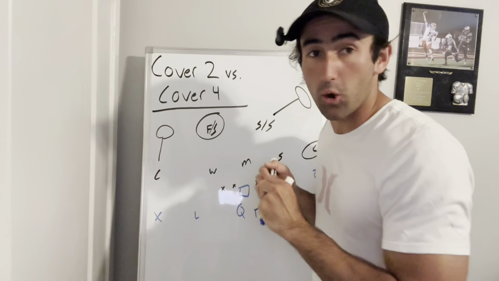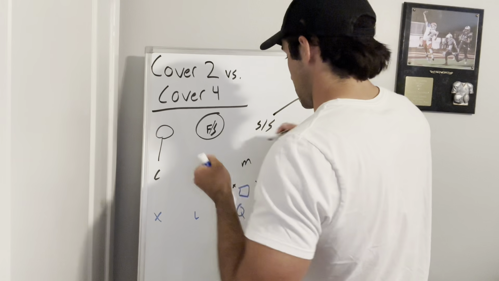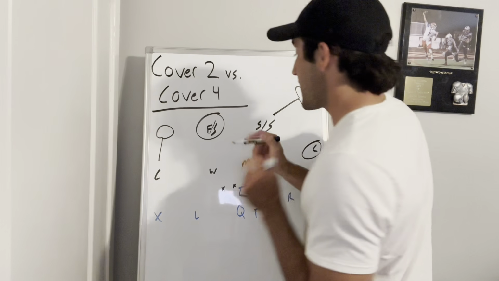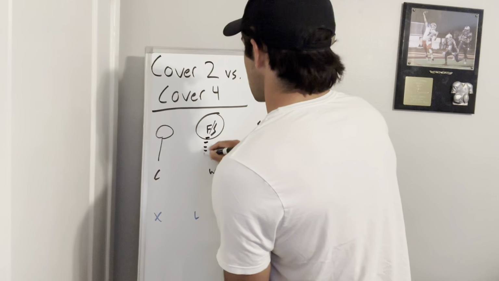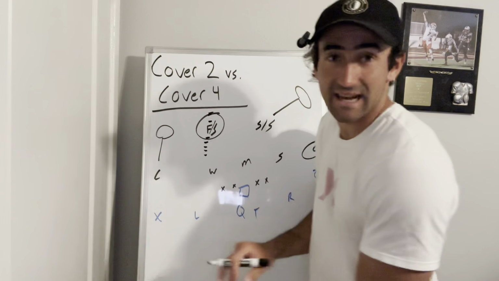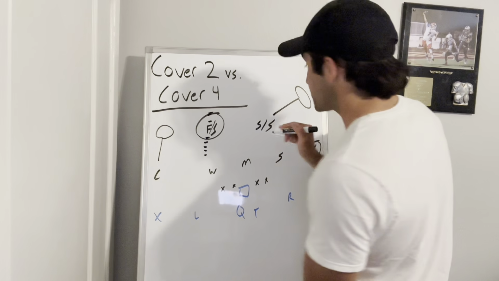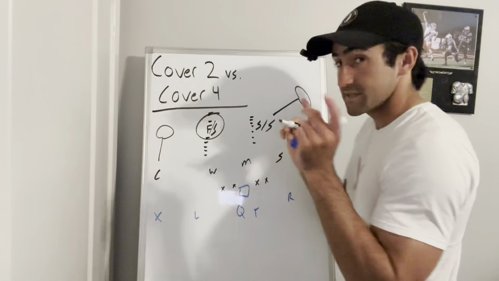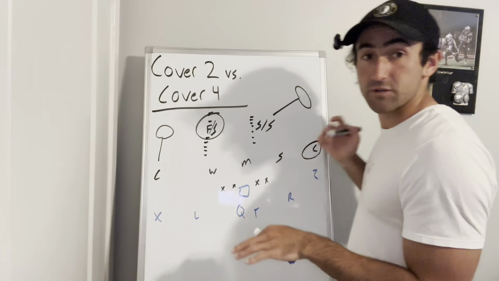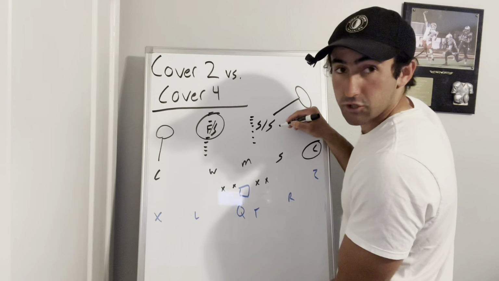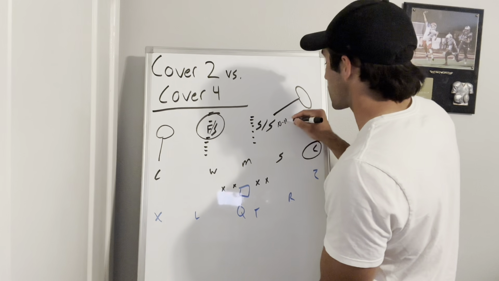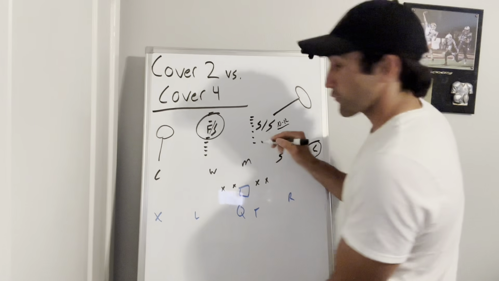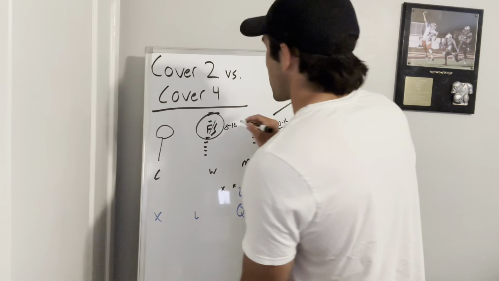So how wide are they? A cover 4 safety, you guys, is going to be probably either on the hash or slightly inside the hash, because he doesn't have to worry about getting to that deep half of the field. A cover 2 safety is most likely going to be lined up outside of the hash. Now, the second thing that you want to look for is the depth of the 2 safeties, right? So the cover 2 safety is probably going to be 10 to 12 yards deep. He's going to be deeper. The cover 4 safety is probably going to be like 8 to 10. It's probably going to be a little bit closer.